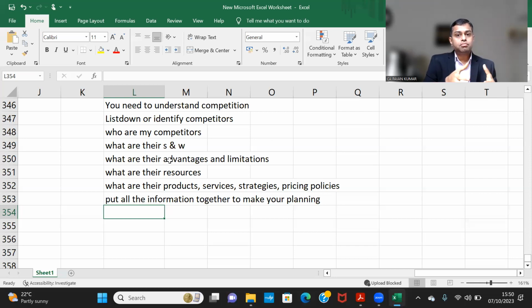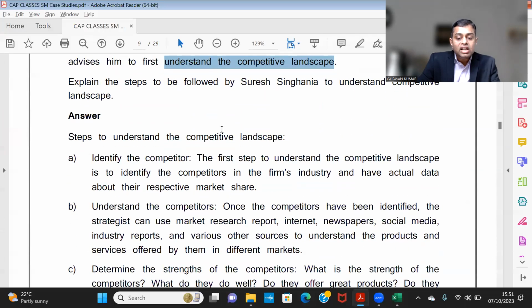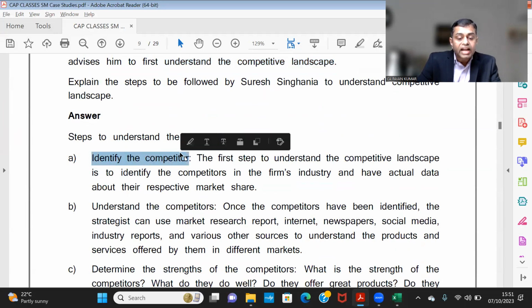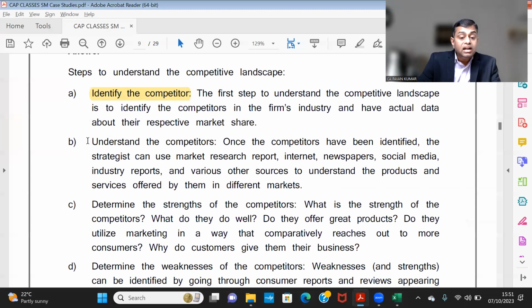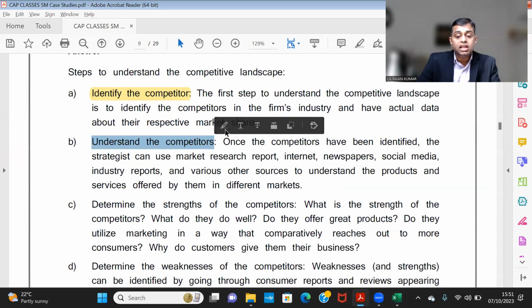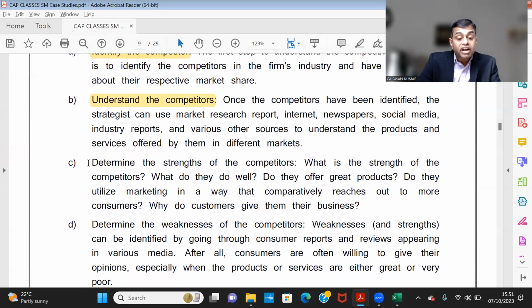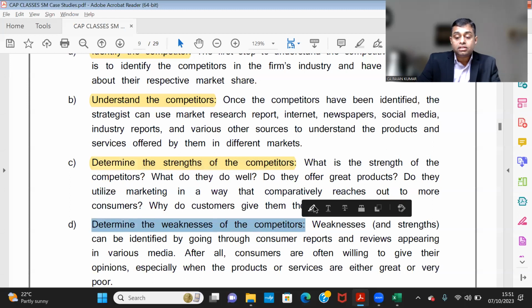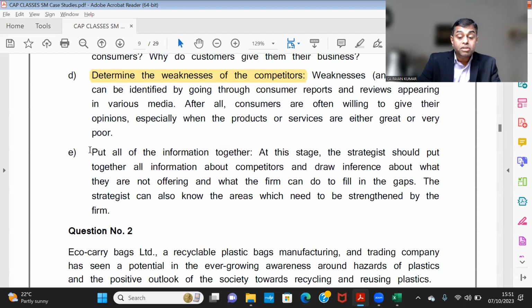That's all. This is what we call competitive landscape. So who are my competitors? What are their moves? What are their advantages? What are their resources? What are their strengths and weaknesses? What are their approaches? That is what we'll write here in the answer. Identify competitors. Understand what competitor strategy is. Determine strengths of the competitors. Determine weaknesses of competitors. Then put all information together in planning. Do you understand these 5 steps?